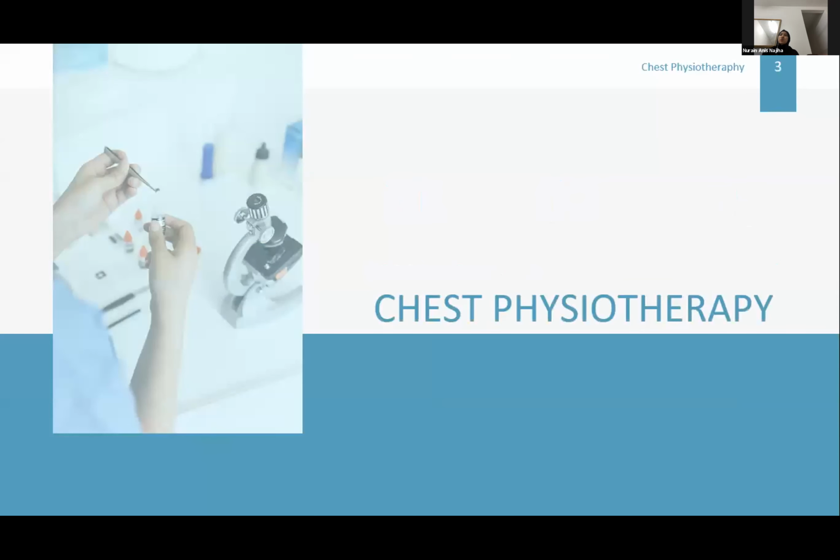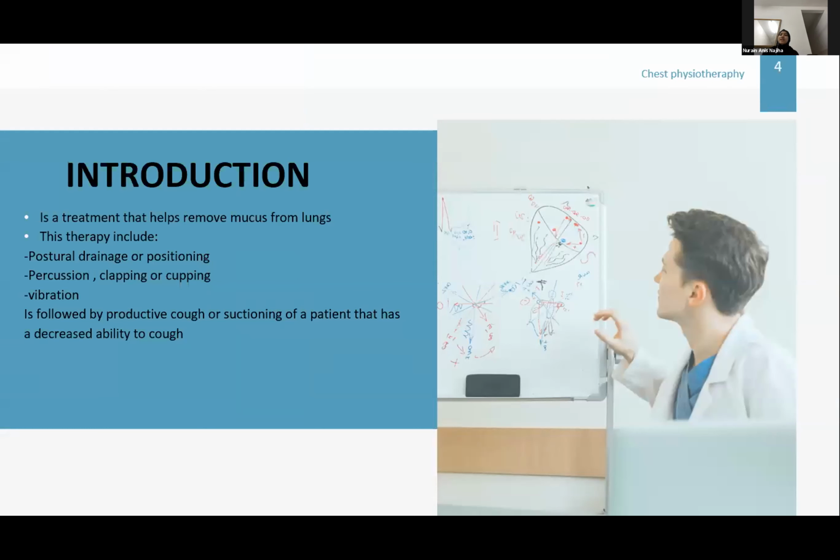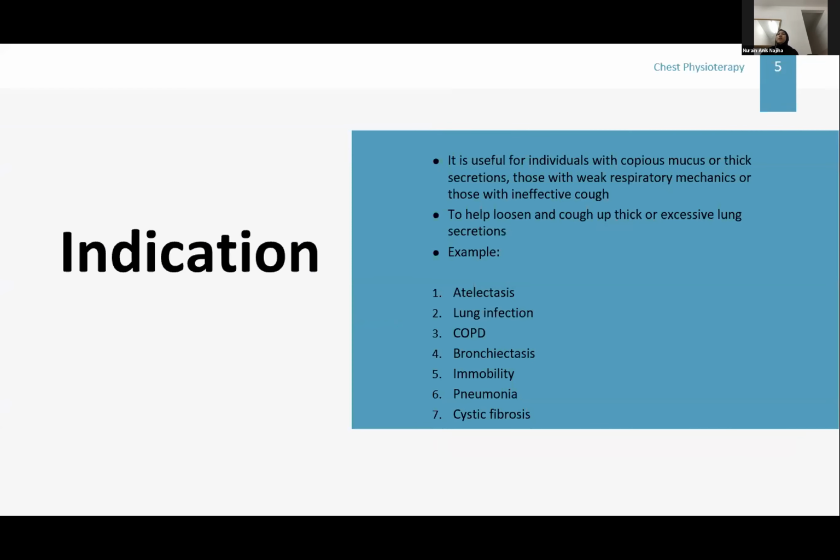So let's proceed to the chest physiotherapy. Normally there is just the right amount of mucus in the lungs, but in some children having respiratory illness, or when lungs become infected or irritated, a lot of thick mucus is produced. This is why chest physiotherapy is needed. It is a treatment that helps remove this mucus from the lungs, because mucus in the lung will cause airway obstruction and hence difficulty in breathing. This therapy includes postural drainage or positioning, percussion, and vibration. Usually this procedure is followed by a productive cough or suctioning of the patient.